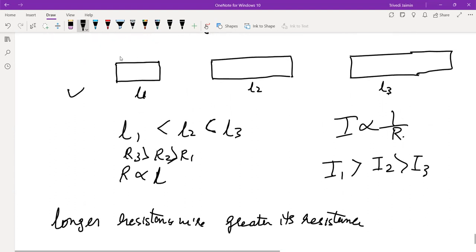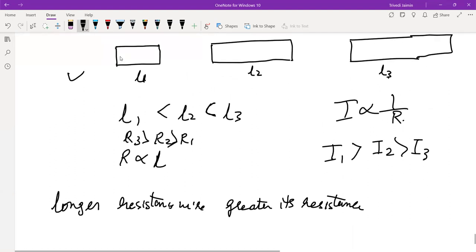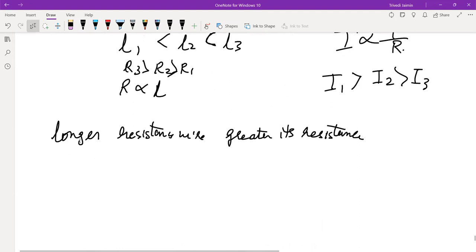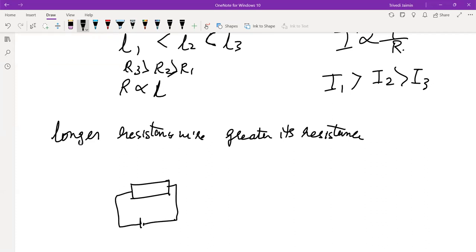So I1, I didn't understand. If I draw the complete circuit here, wait, let me draw it. For the first one, it was small length. If I connect a battery and pass current here, let's name it I1, passing through this wire of length L1. In that, current will be more as compared to the L2 wire and L3 wire: I1, I2, and I3.